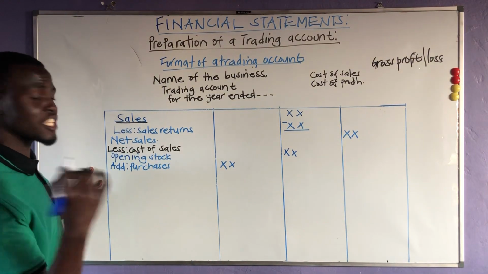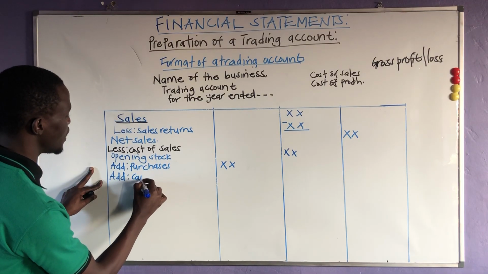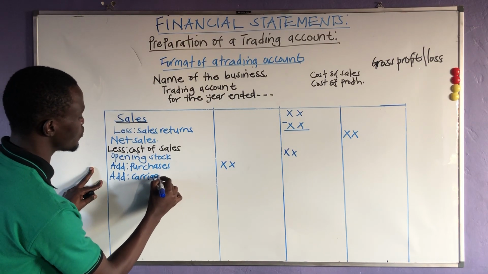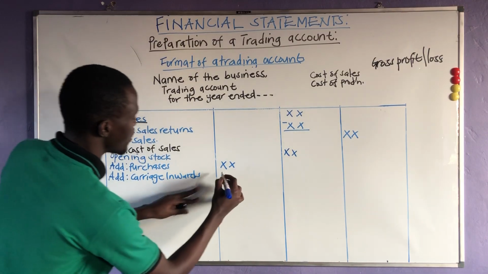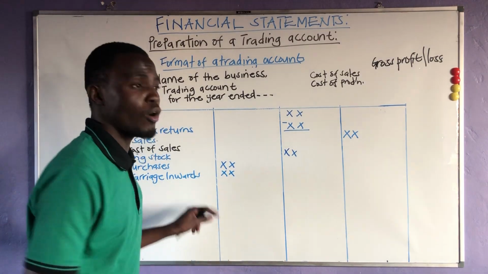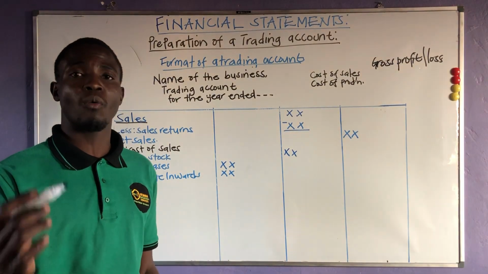So we add that expense. It is a direct expense on purchase. It is called carriage inwards. Those transport expenses you're going to incur for those people who are going to carry the goods for you. Then we also have other direct expenses on purchases, like the wages.